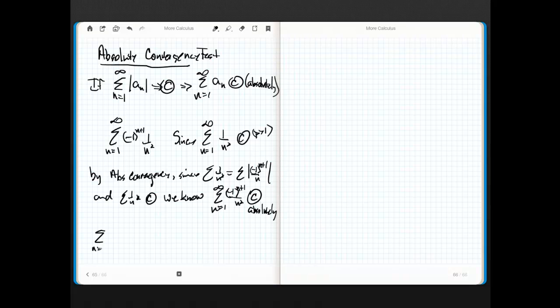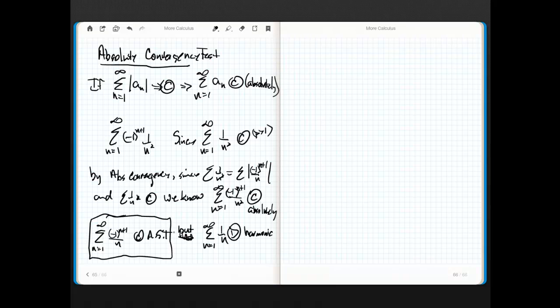So think about this one. If I take the sum as n goes from 1 to infinity of (-1)^(n+1) over n. Well, we know that this converges by the alternating series test. We just proved it. However, we know that the sum as n goes from 1 to infinity of 1 over n diverges. Why? Because it's harmonic. The harmonic series diverges. So what that says is because this one converges, it's a weaker convergence. It's not an absolute convergence like we had with the last one. That was a strong convergence.